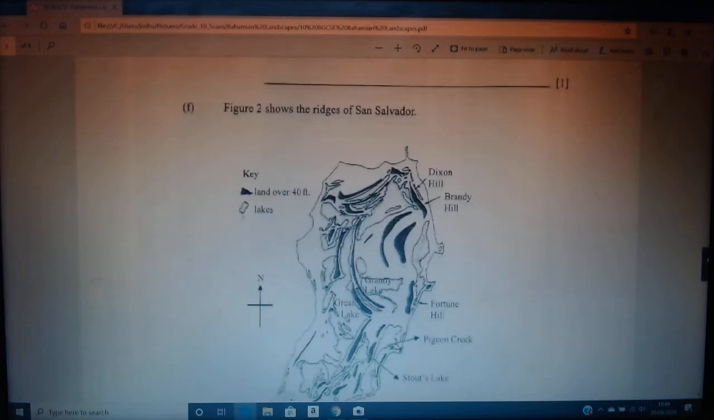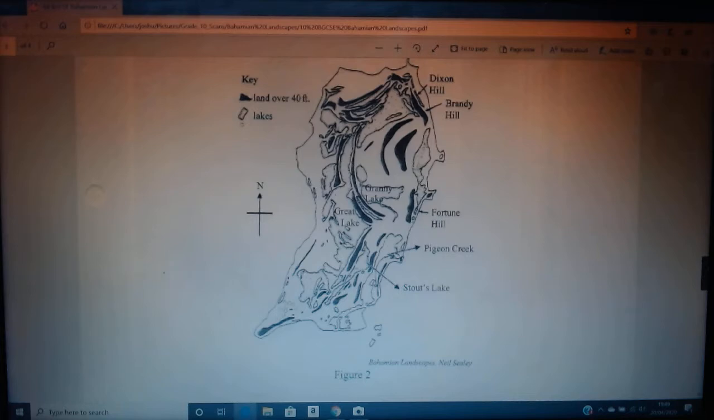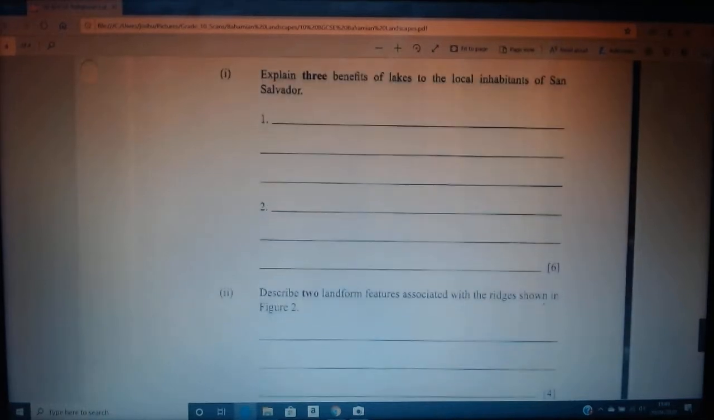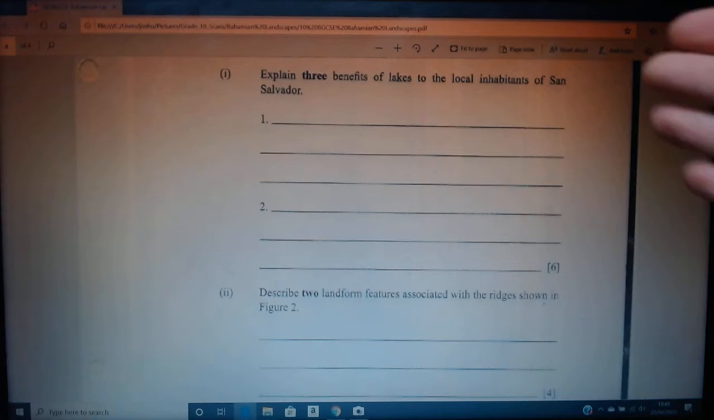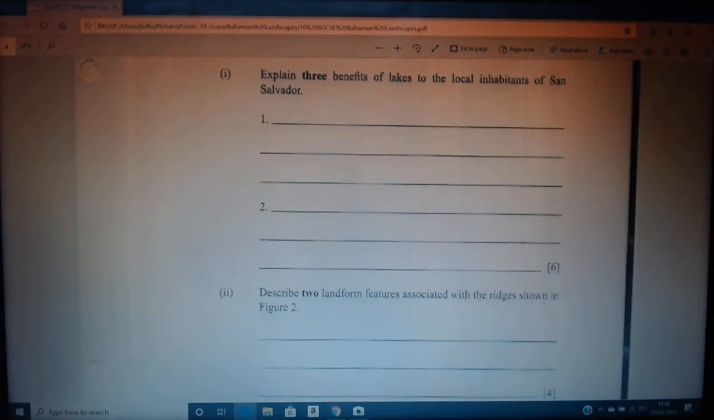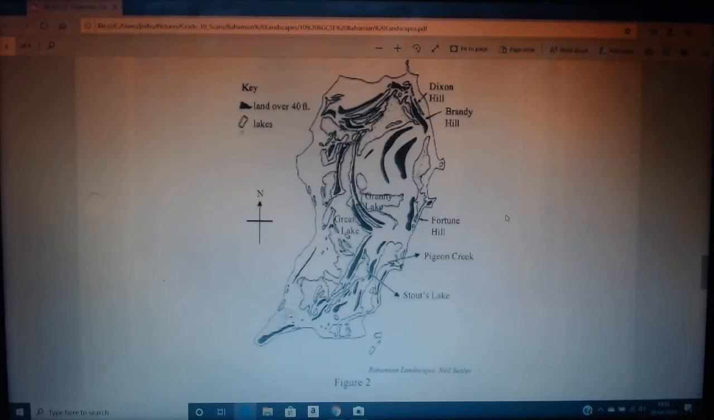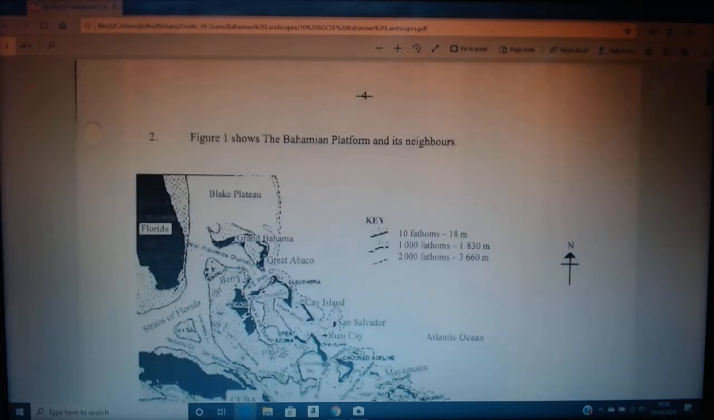And finally, F is a picture of San Salvador, all the ridges and the different lakes. Then there are 2 questions, part 1 and part 2, about San Salvador and how people use the water and so on. This is in the notes that we'll add today. Again, page 65 to 69, any landforms associated with ridgeland. This diagram or picture itself is in the Bahamian Landscapes book on page 62 as well, if you want a clearer look. But that's your homework. It'll be attached in an assignment on Plus Portal.